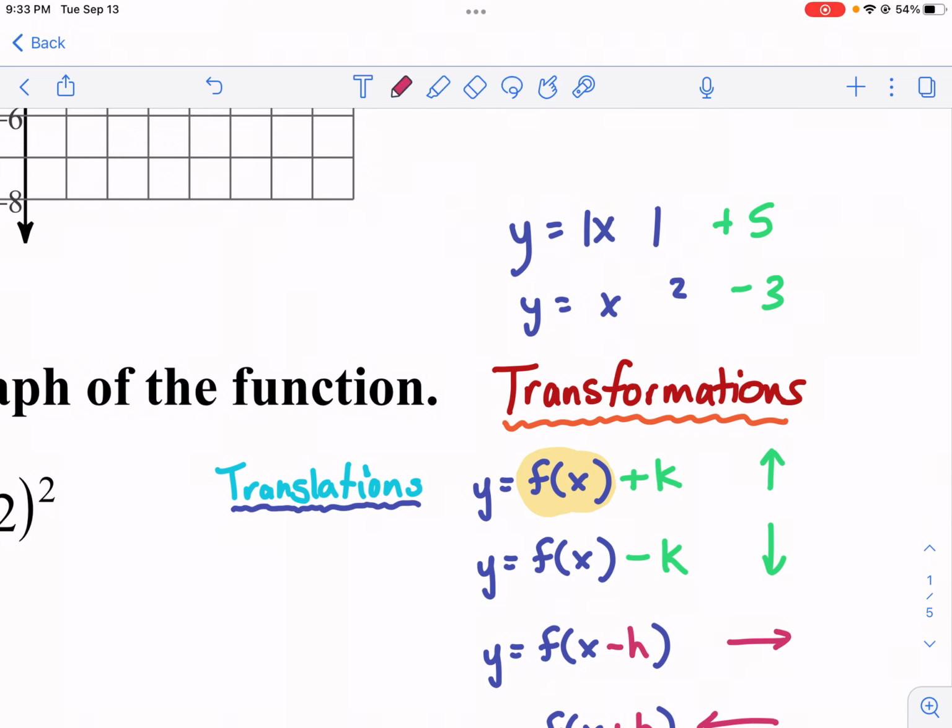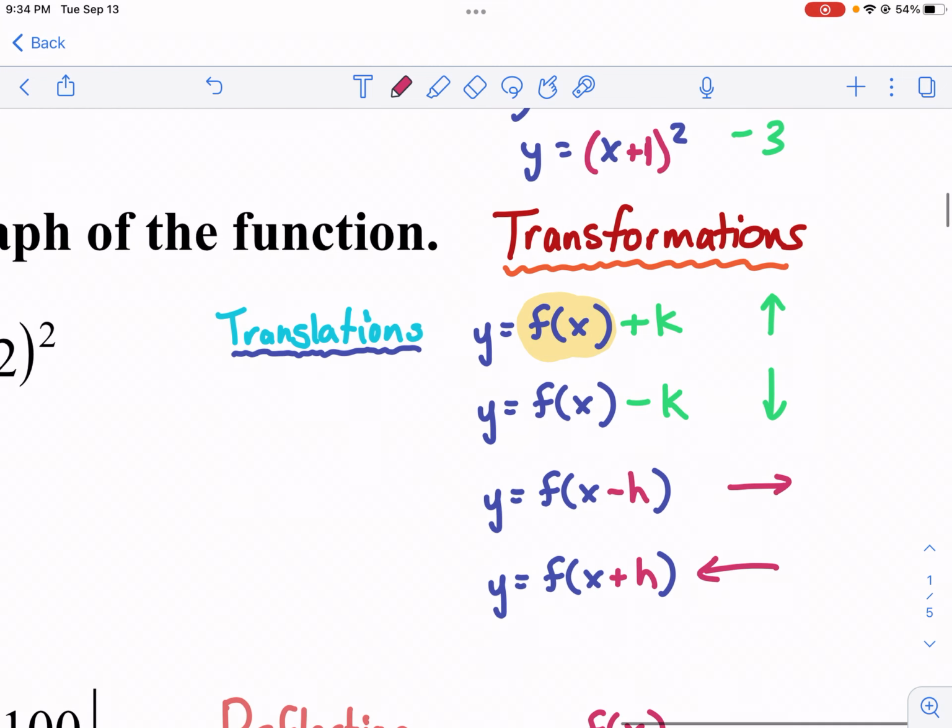So minus h would be something like minus 3 inside the absolute value instead of on the outside where that plus 5 is. And then if I have the same thing with this quadratic function, I could have plus 1 in parentheses before I square it. And that's what it means by having it inside the parentheses right here.